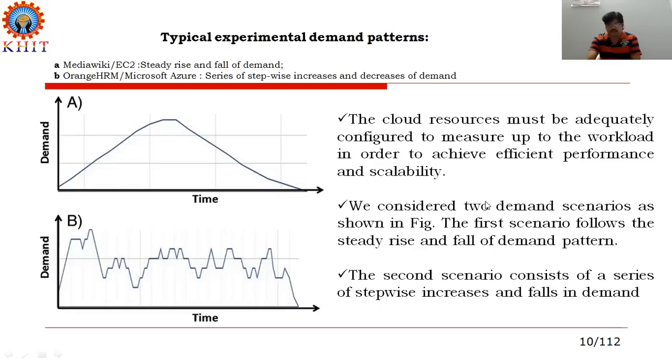If you consider these two demand scenarios as shown in these figures, the first scenario follows a steady rise and fall of demand pattern, whereas the second scenario consists of a series of steps, increases and falls in demand. Here, the cloud resources must be adequately configured to measure up to the workload in order to achieve efficient performance and scalability. So finally, we can conclude that the efficiency and performance of a particular organization will mainly depend on the experiment results based on the demand and supply.